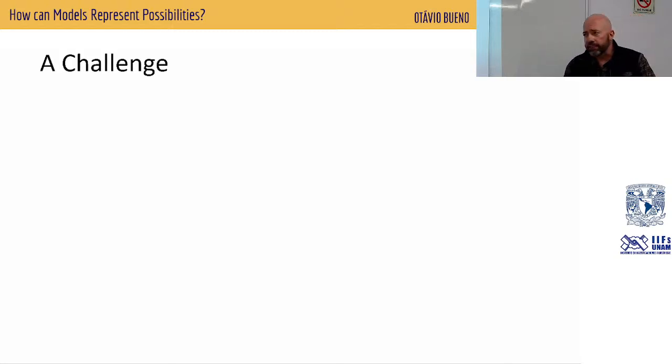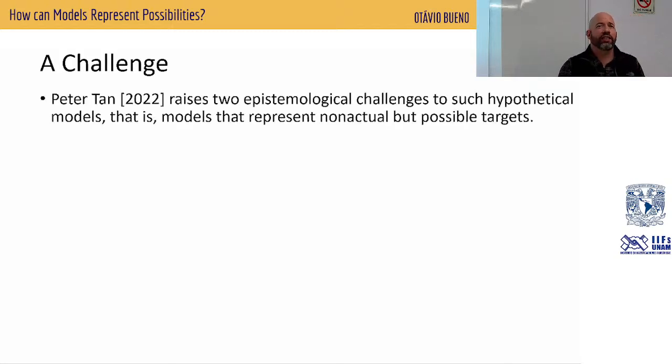So in light of this, there is a challenge, right? It's a challenge that Peter Tan has recently raised exactly about models like those. And he raised two epistemological challenges to what he calls hypothetical models, right? These are models that involve non-actual but possible targets. No population growth can be continuous, right? And so the Lotka-Volterra model is an example of that.